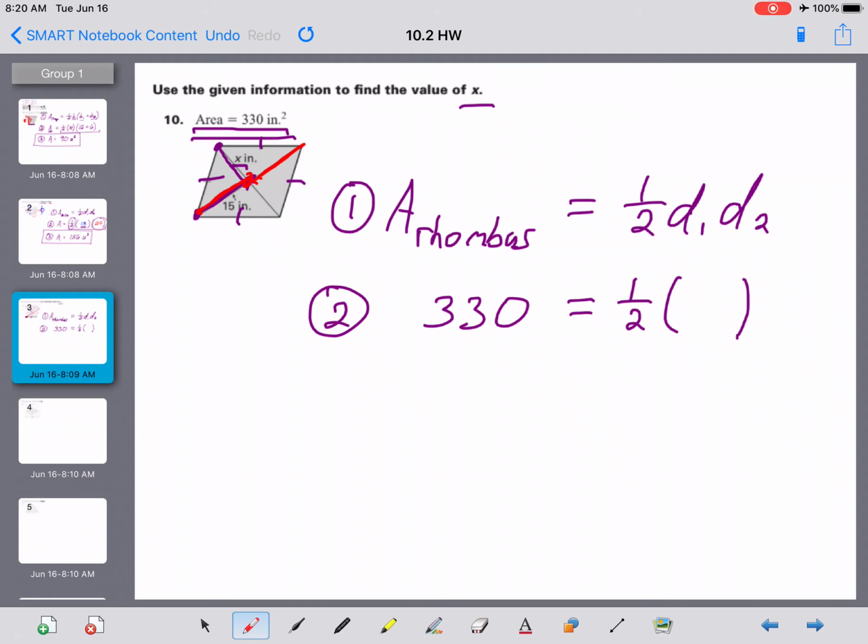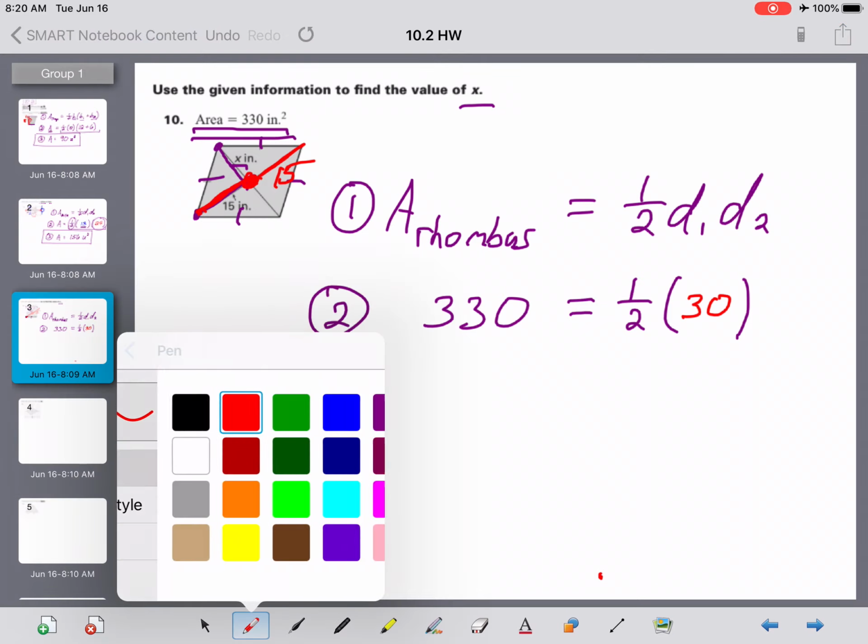That means that this point of intersection in the middle is the midpoint of both of the 2 diagonals. So if this was a 15 in the lower left, then we've got a 15 here in the upper right as well, and that makes the entire first diagonal have a length of 30, which I got by adding those 2 pieces together.